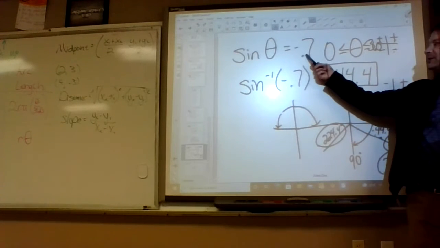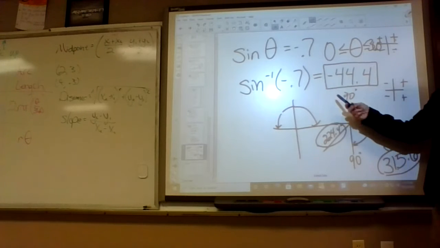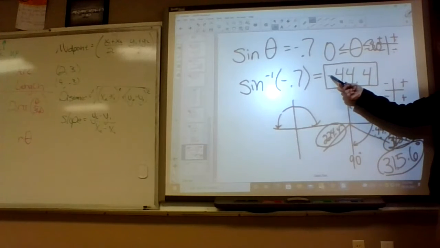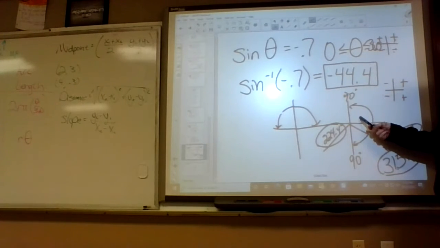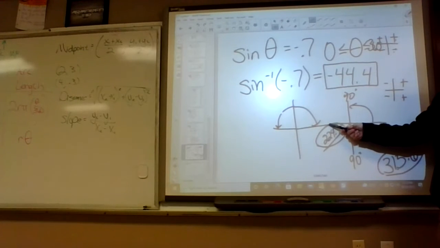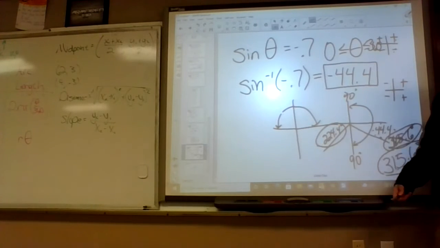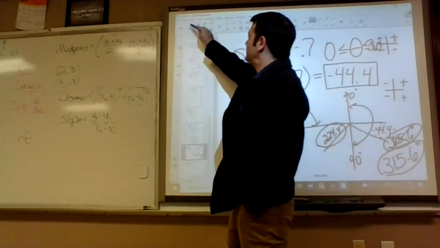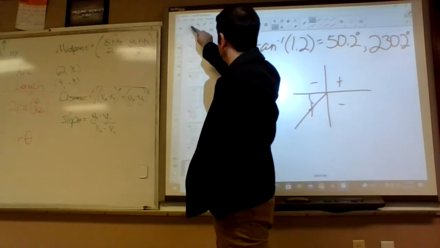If it would have been positive 0.7, well, first of all, it would have been positive 44.4, so that would have been our first quadrant angle. And then I would have done 180 minus 44.4 to get the second quadrant angle. Oh. If we do a few more of these, it'll probably start making a little more sense.